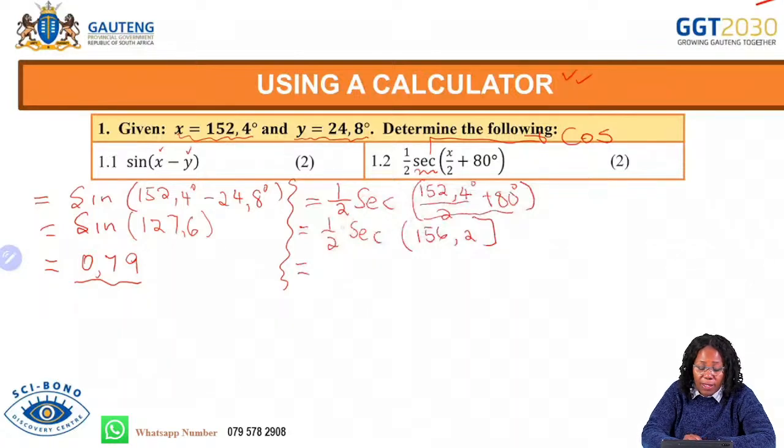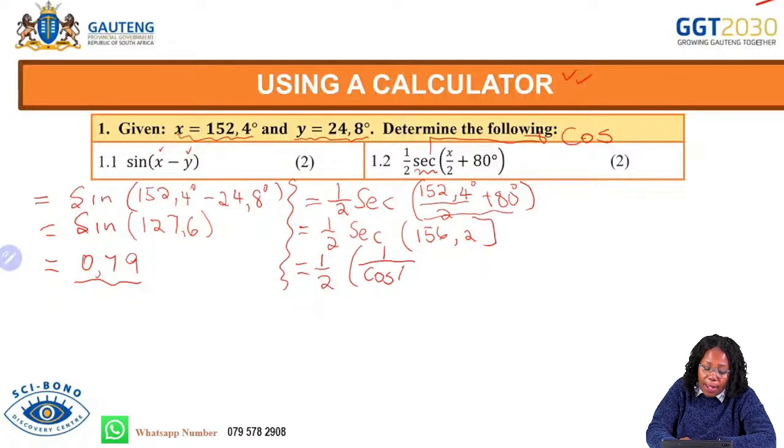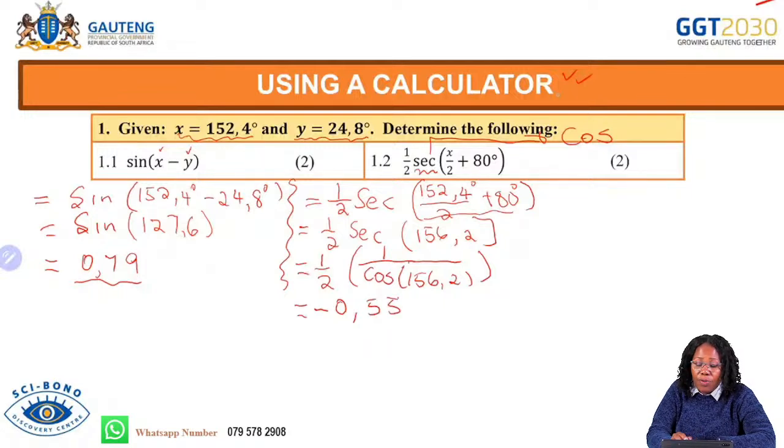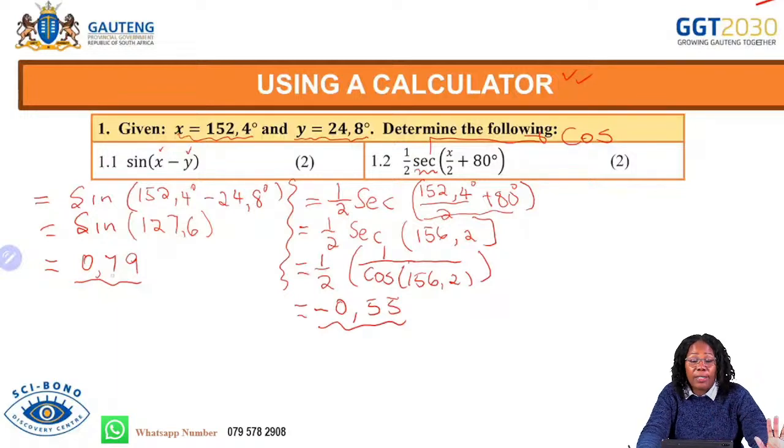We can now look at the reciprocal. This will be 1/2, and the sec is 1 over cos. Its reciprocal is 1 over cos. Our angle is 156.2. And then now into our calculator, straight to the answer. The answer is minus 0.55. When you say using a calculator, that means you are allowed to put in the values into your calculator and get your answer.